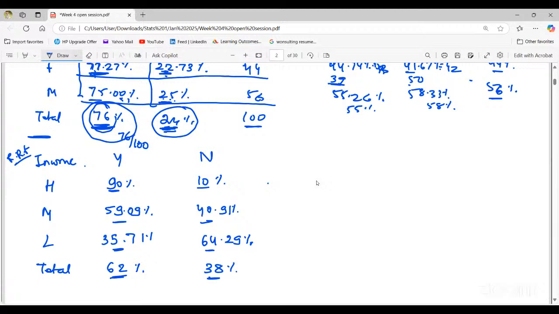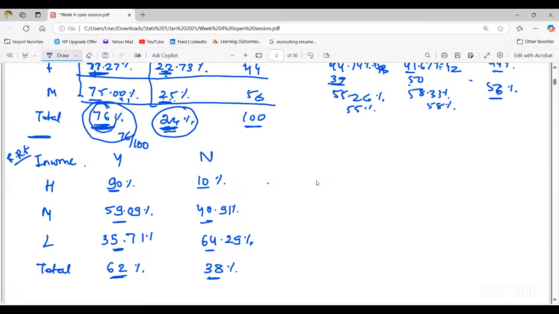Ma'am, could you just brief how we should recognize whether it's a row relative frequency or a column relative frequency? Sometimes the rows are equal, but we have to compare column-wise, right? When we divide by row total, I think.